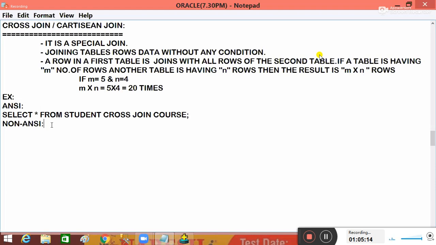Coming to non-ANSI, I don't use the join keyword, I just give a comma.